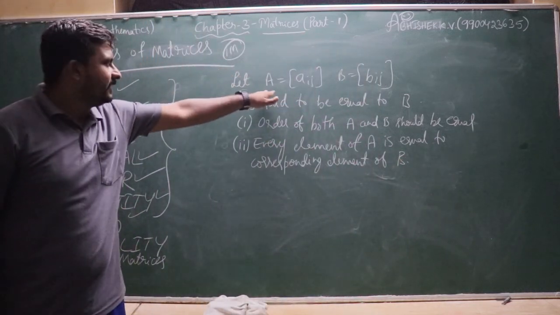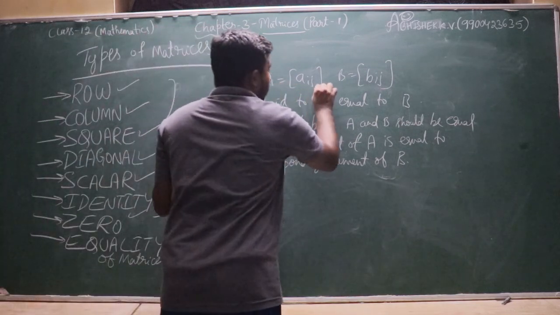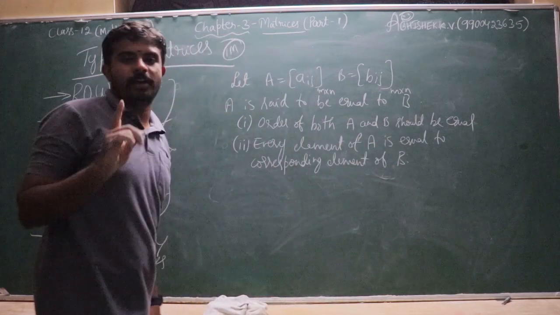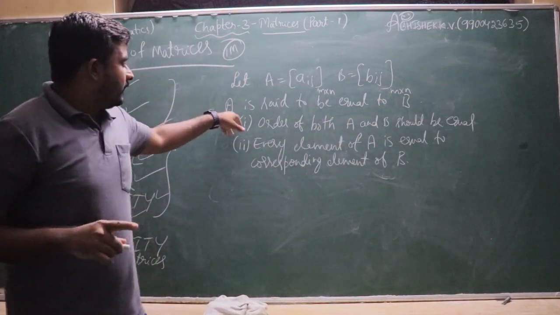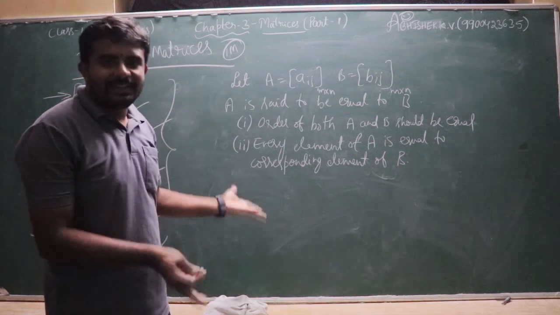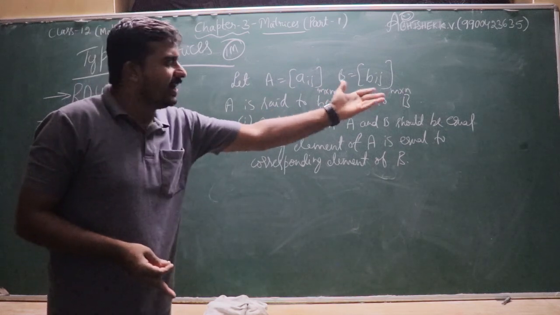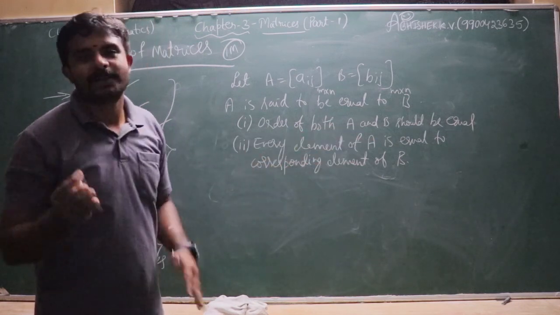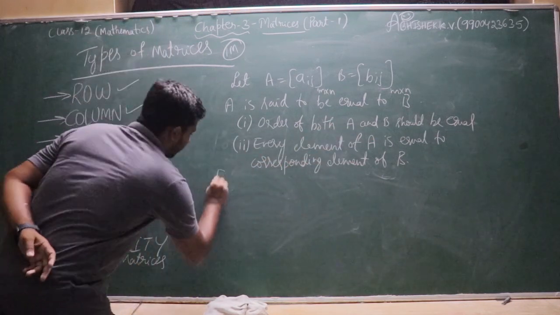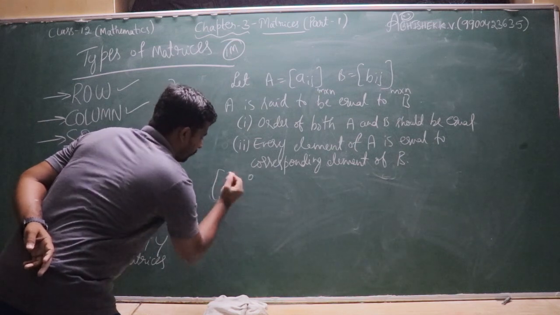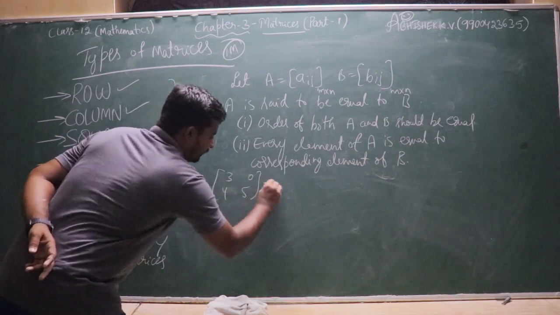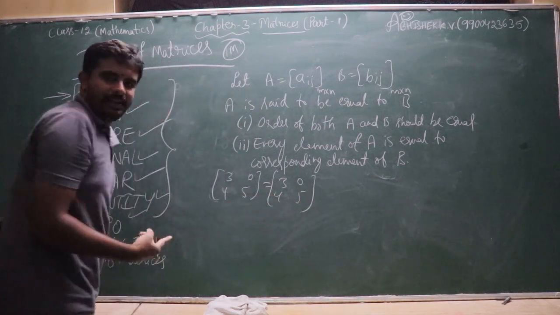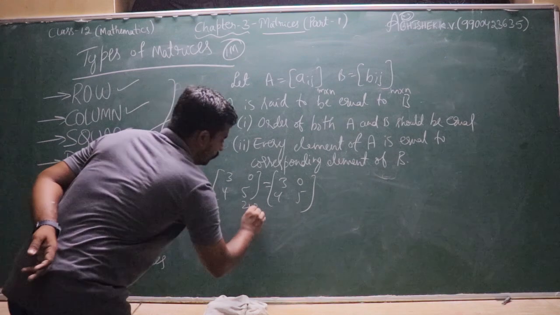Consider two matrices A and B of the same order, m cross n. This should be in the same order. Remember, A is said to be equal to B. The first condition is the order of both matrices should be equal. Every element of A is equal to the corresponding element of B. See, if I consider [3, 0; 4, 5], this is equal to [3, 0; 4, 5]. Are these two equal? Yes. Order of the matrix is 2 cross 2.